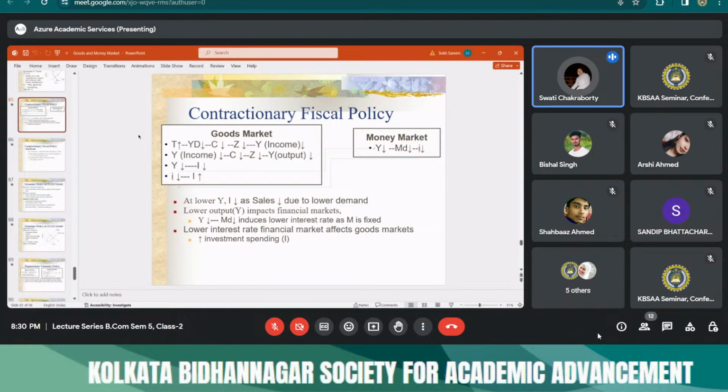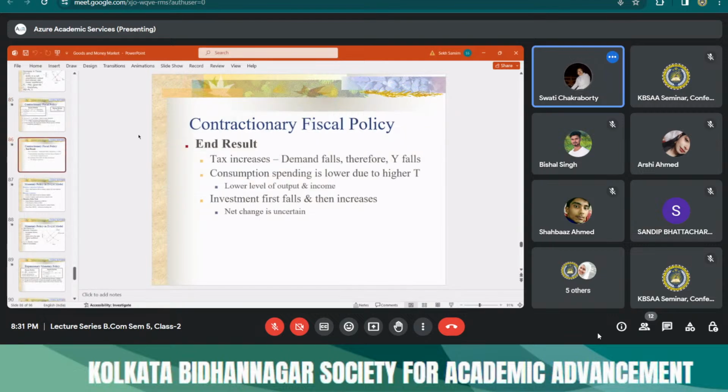So what do we see actually? Initially, we see that investment is decreasing in the goods market. But at the last, what do we see? Rate of interest decreasing means investment is increasing. So investment first decreases, then it increases. So what will be the net change? That is uncertain. We do not know. It depends on the extent of the fall and the extent of the increase. Okay. Can we go to slide number 87? And this is reversed when we have expansionary fiscal policy.